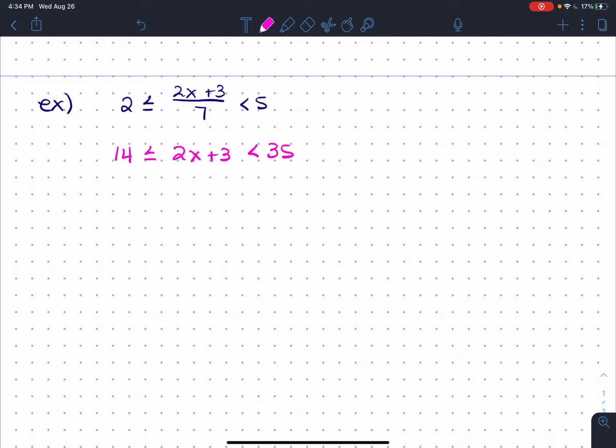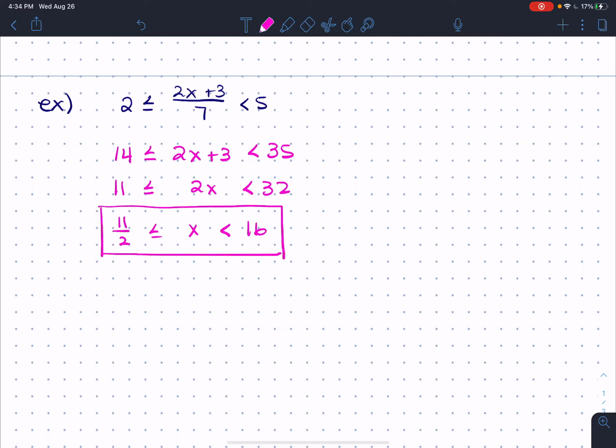And then the next step to get the x by itself is subtract 3, but I just do it from all 3 parts. So 11 is less than or equal to 2x is less than 32. And then finally, to get the x by itself, divide by 2. So 11 halves is less than or equal to x is less than 16. And voila, there's the answer. Now, one thing that I want to make clear when you're doing this notation, when you have it combined into one thing like this, this implies and.